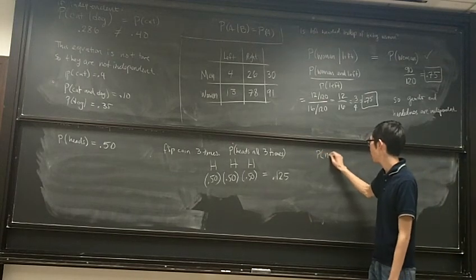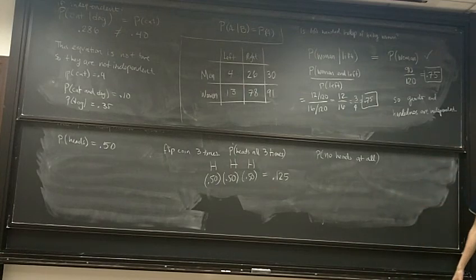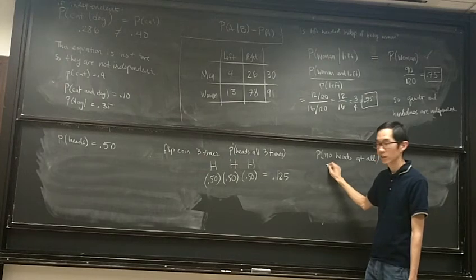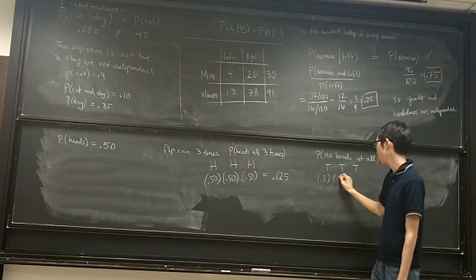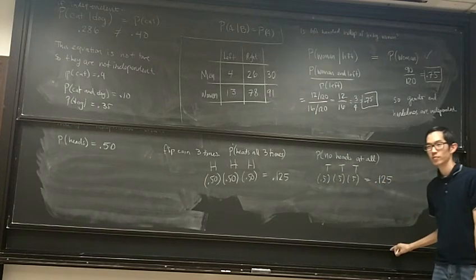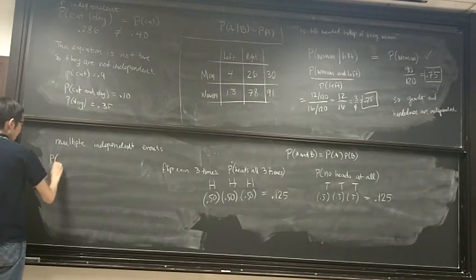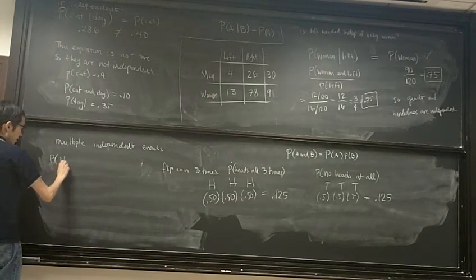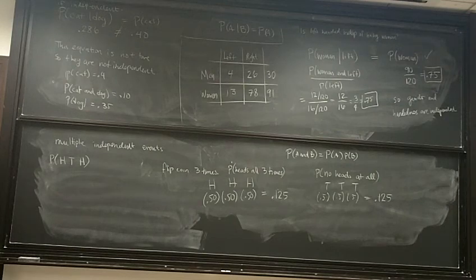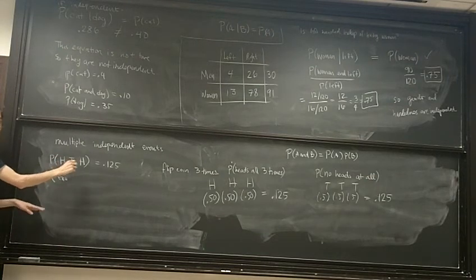What's the probability that I see no heads at all? Yeah, 0.125 also. Because no heads at all means I see tails, tails, tails, and the probability of tails is 0.5, 0.5, 0.5, so 0.125. I flip a coin 3 times. What's the probability that I see the sequence heads, tails, heads? 0.125. Good. Did I do this too quickly? Is this okay? Anybody have questions on this one? It's going to be 0.5 times 0.5 times 0.5, also 0.125, okay?